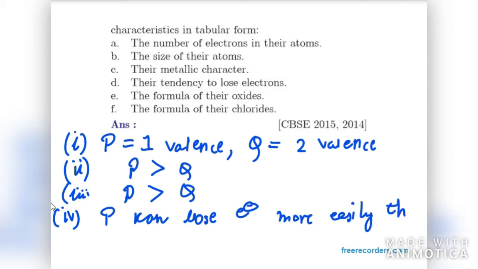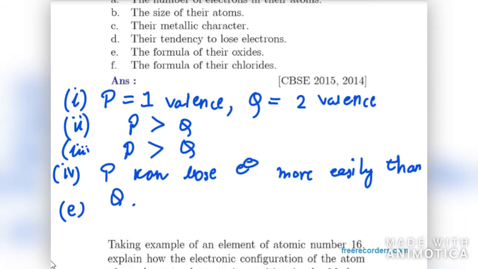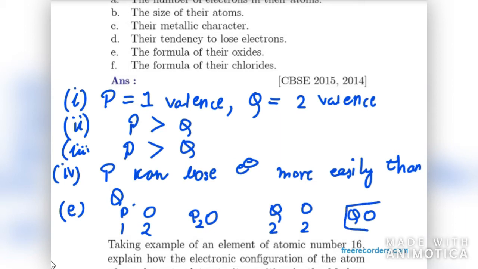Now the next one, it says we need to write the formula of their oxides. As we know that P has one valency, so I will write P at the bottom, and we have to combine it with oxygen. So it has 2 here, so it will be P2O. For Q, the valence electron is 2, and for O it is again 2, so they will cancel out and form QO and P2O. Then next is the formula of their chlorides.